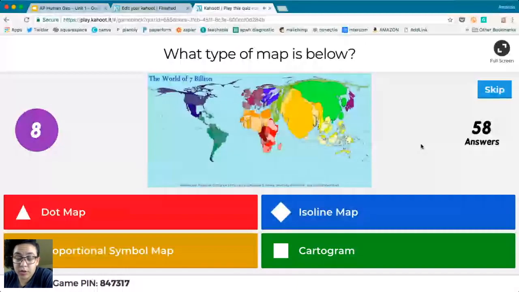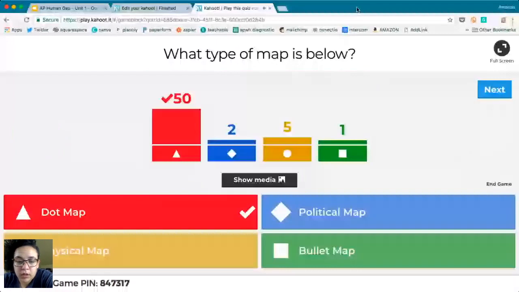Isoline is the one with climate. It shows you the lines of temperature. All right, which type of map is this? This is showing you every dot is 1,000 people. So there's a lot of Australia where not a lot of people live. Yeah, so dot map. All right, last one.